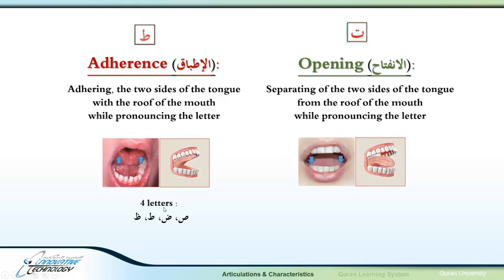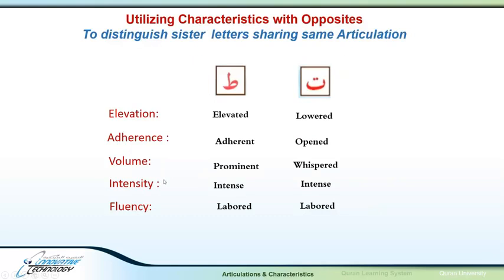There are 4 letters that have the adherence itbaq characteristic. It's the sad, dad, ta, dha. So the ta has an adherence characteristic. On the other side, the opening, infitah, is a characteristic of all the remaining 25 other letters of the alphabet, including the other ta. And now we're going to describe another 2 pairs of characteristics.